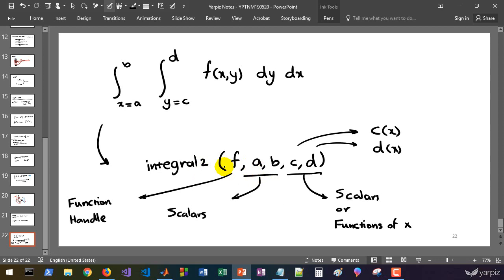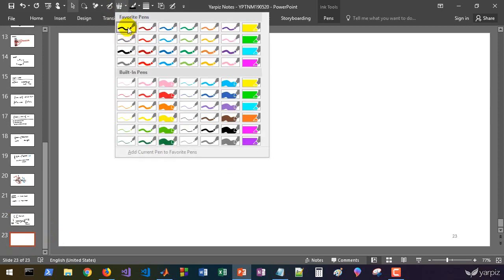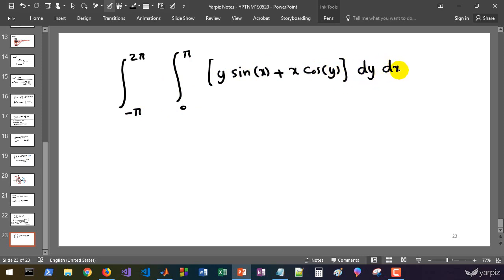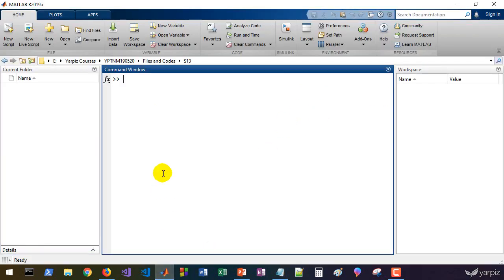Let's start with a simple example. For example, we have this integral with limits minus pi to 2 times pi for our first variable x, and 0 to pi for y, and the function is y sine of x plus x cosine of y, differential of y times differential of x. And we know that the true value of this integral is minus pi squared, and let's calculate it with Matlab.